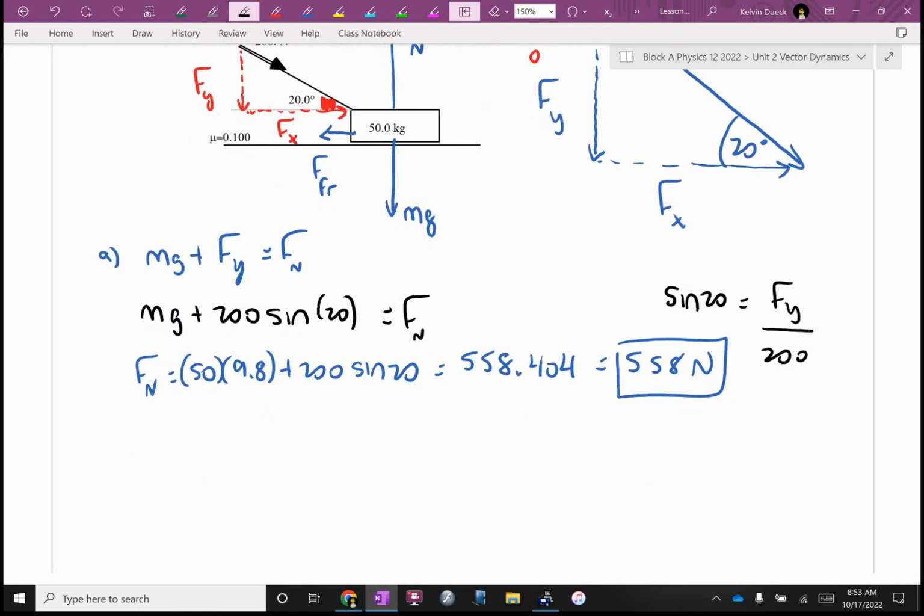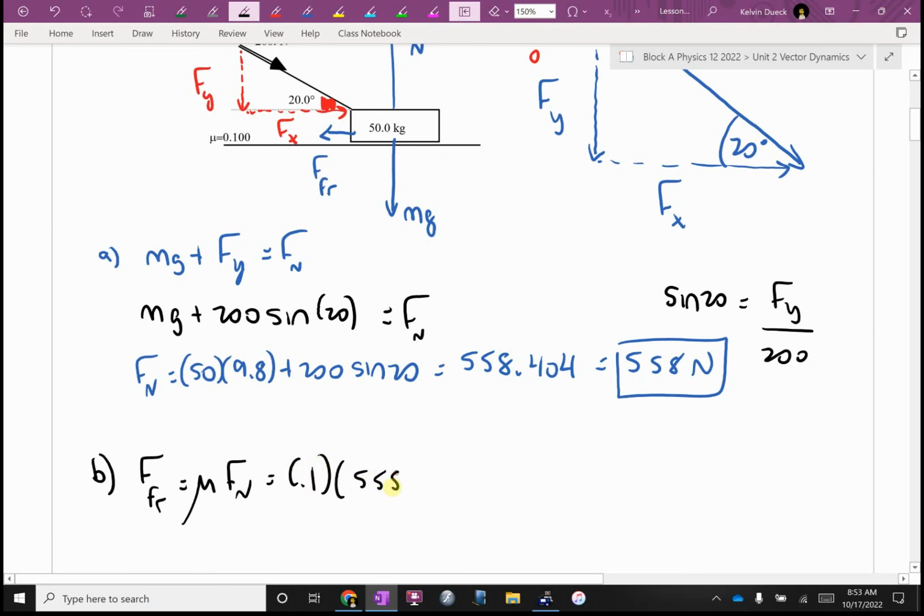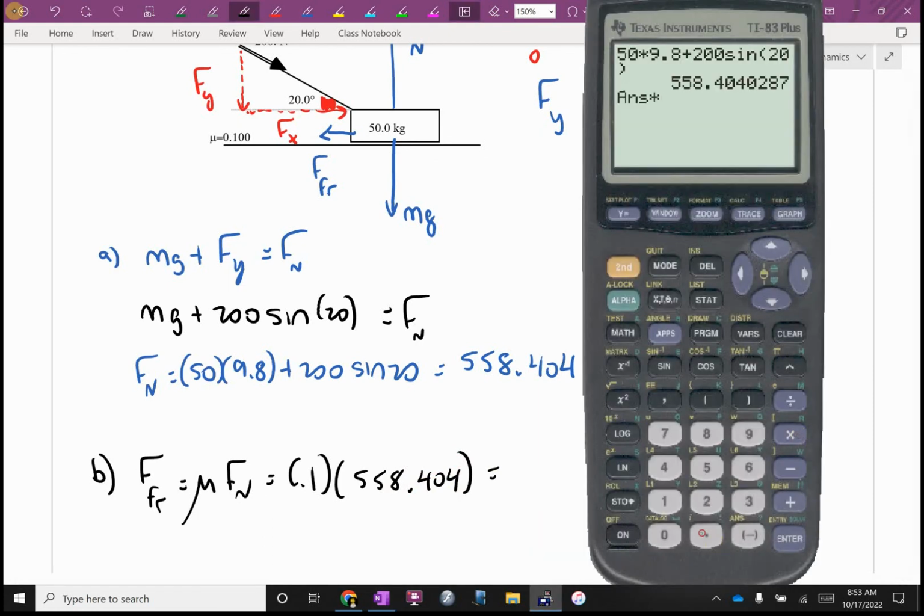Lena, what's B want me to find? Friction is what times what? Ta-da! What did we find in part A? So what's mu? It's going to be 0.1 times 558.404. I'm going to use my answer button. Actually, I can do that in my head because multiplying by 0.1, that's just going to move the decimal point over one spot. I'll do it on my calculator just in case because I want this number stored. And I get 55.8.